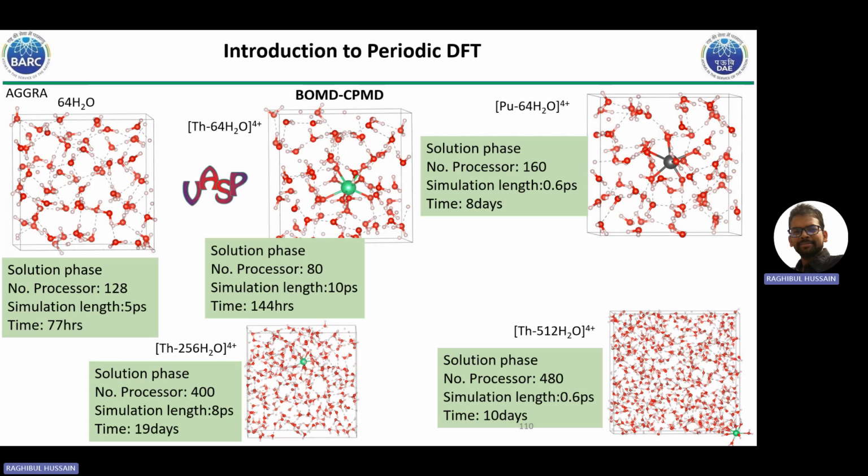That we want to show: you see, the number of processors I have used is 128. I have used 77 hours. I can go only 5 picoseconds. Is it okay for you, acceptable? No, it is not acceptable.